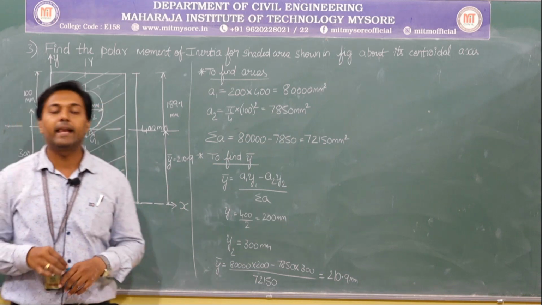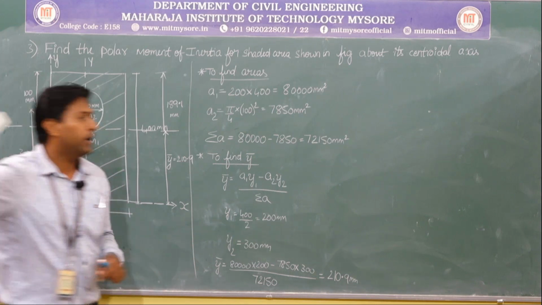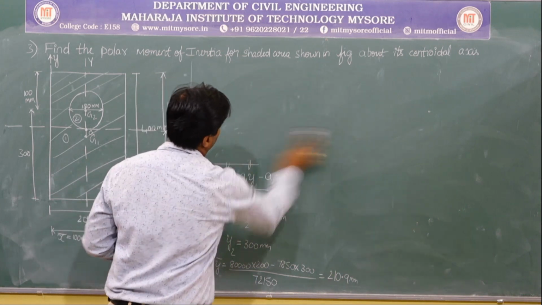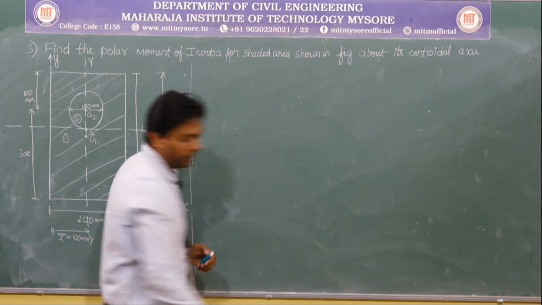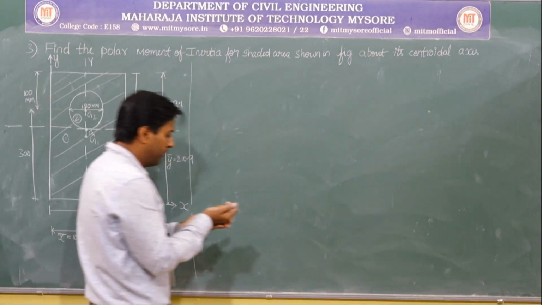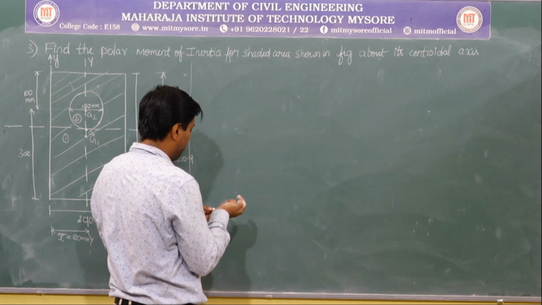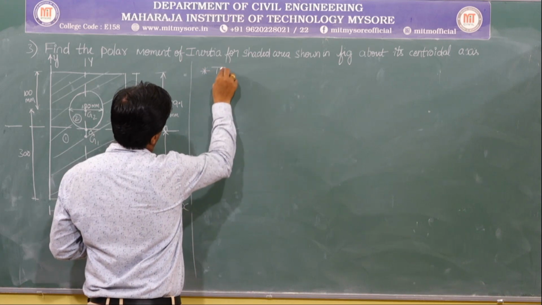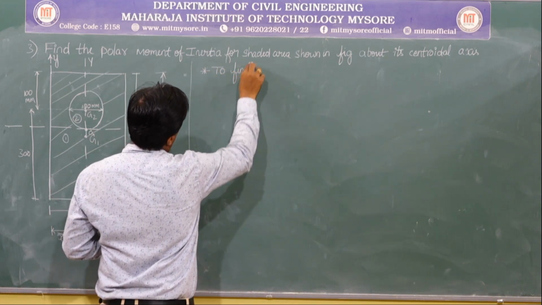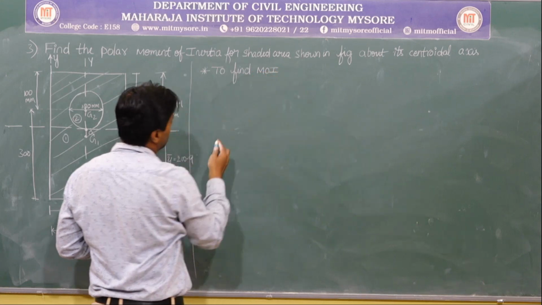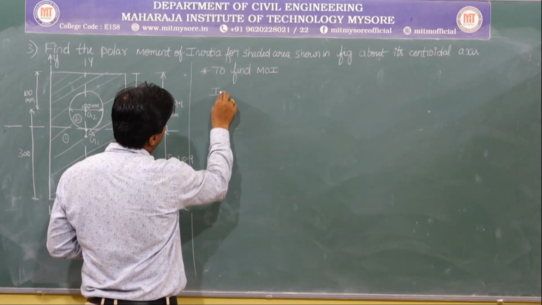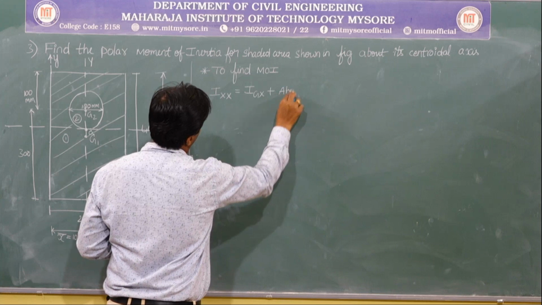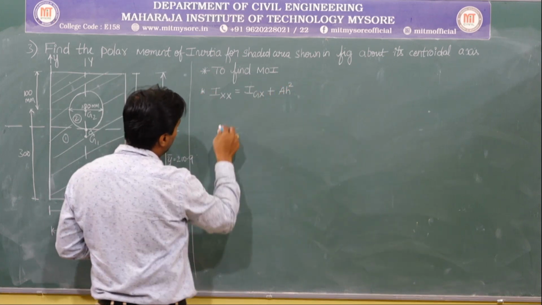Okay. So now let me calculate the moment of inertia. Let me rub all these things. So now, the next step, to find the moment of inertia. I want Ixx, which is nothing but equal to Igx plus A H square. Yes or no? So now let me go one by one.